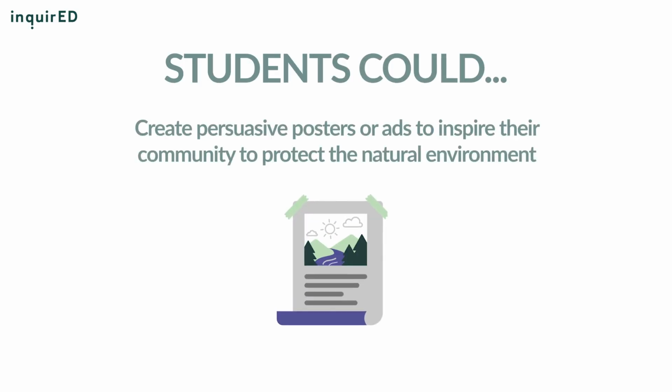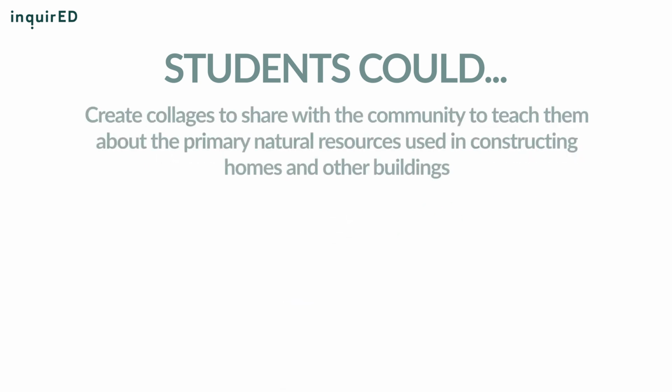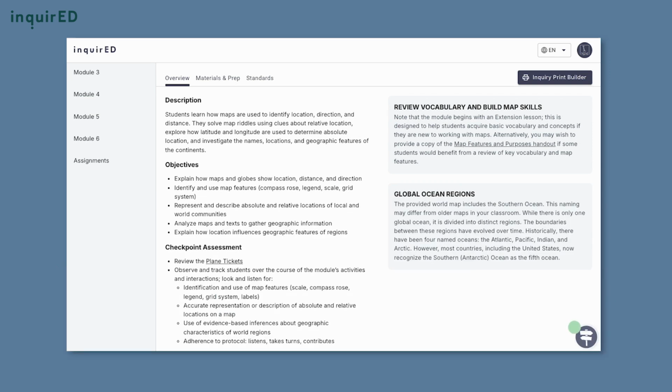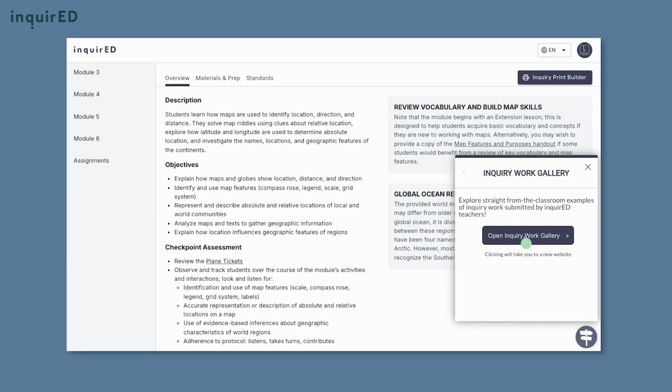After Module 5, it's time for students to take action and choose an inquiry product that will impact the community beyond the classroom. There are several options to choose from and suggestions of possible products. For example, students could create persuasive posters or ads to inspire their community to protect the natural environment. Or they could create collages to teach community members about the primary natural resources used in constructing homes and other buildings. And you can always check out the Inquiry Work Gallery for more inspiration.